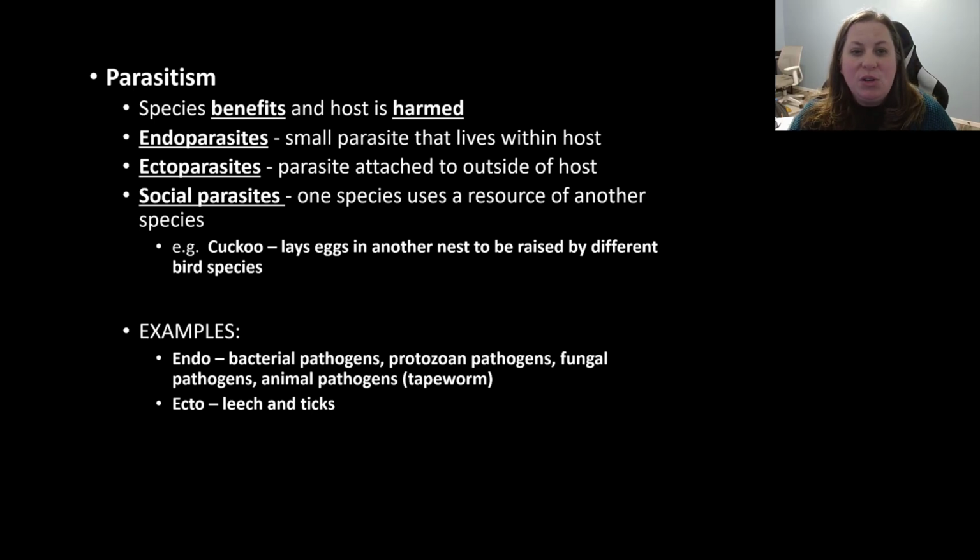This is when one species uses a resource of another species. One of the best examples is the cuckoo bird.